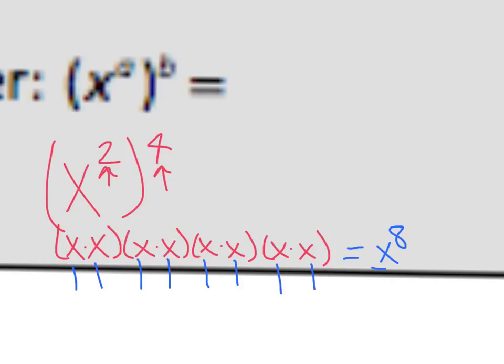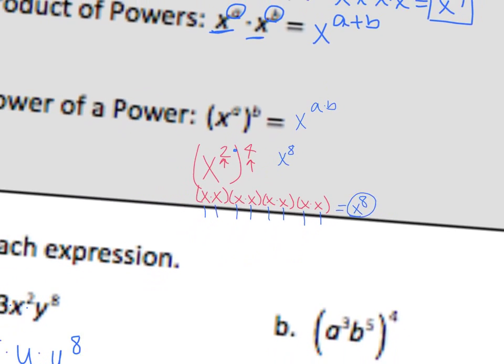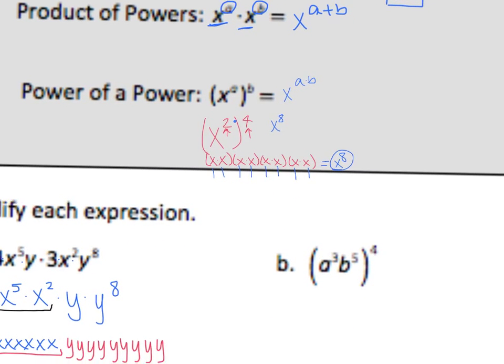So that's what we call power to a power. If you notice, that's just multiplication between those two powers. So it's going to be x to the 8th. I don't have to write it all out. Or we can say x to the a times b for your example. Okay, so let's take a look at b.